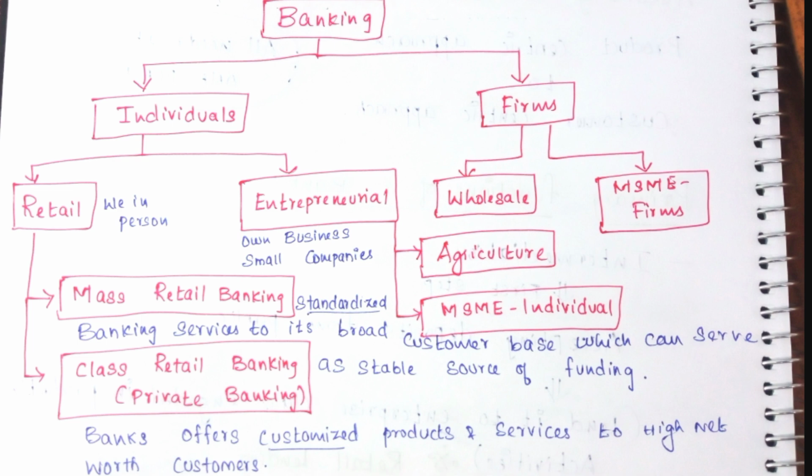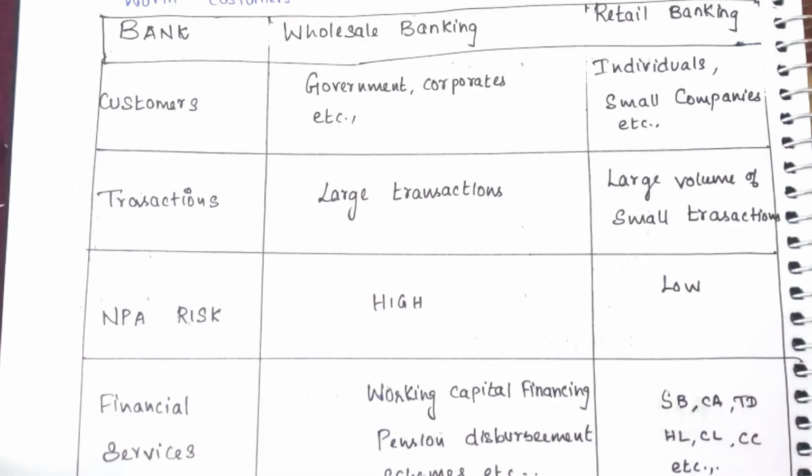Whereas class retail banking means customized products and services. We all have HNI customers, right? So for the HNI customers alone, there are some banks which provide customized products and services. So these come under class retail banking, or it is also called private banking. Okay, now we will see the main differences between retail banking and wholesale banking. The type of customers.